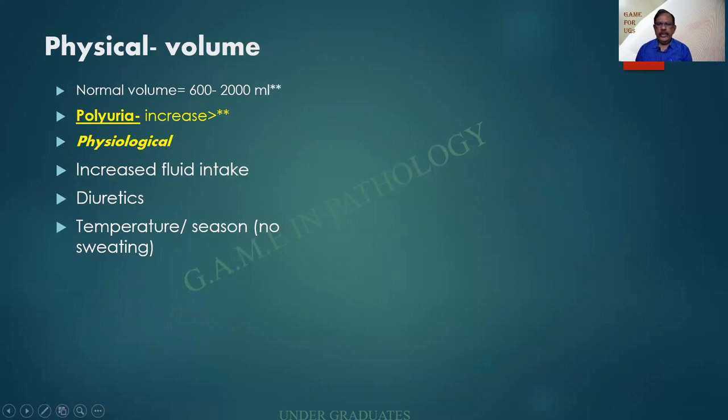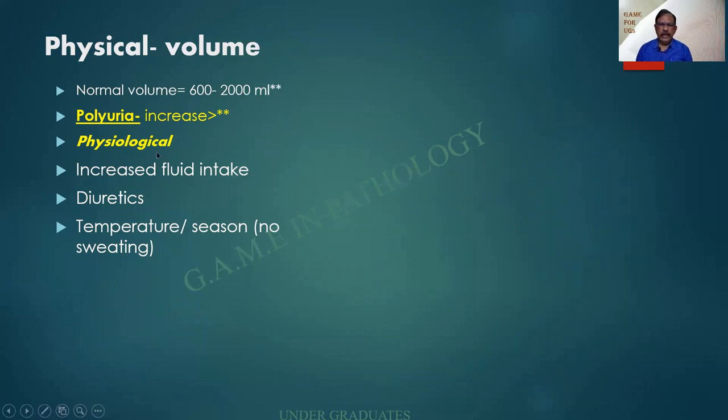Physically, volume is one important characteristic. The normal volume of urine is about 600 to 2000 ml. It varies, and the average can be 1000 to 1200 ml per day. Polyuria is a marked increase, persisting at 2000 or above.